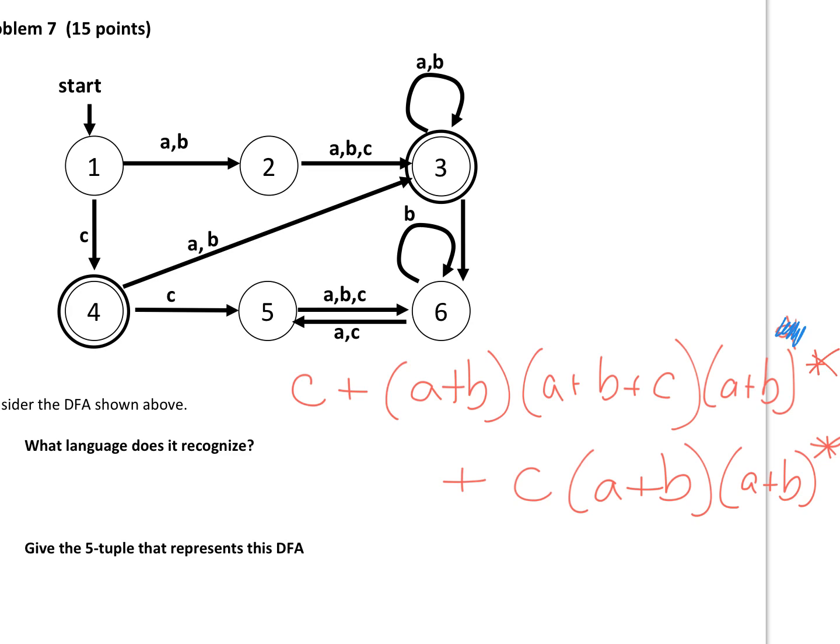And actually what's interesting about this language, if you look at it, and you didn't have to do this, this regular expression is fine. If you look at this regular expression, it turns out that you have a C with nothing after it, or a C with an A or a B followed by 0 more A's or B's. So we can actually combine these two pieces, if you want to simplify this slightly, to get a C followed by 0 or more A's or B's.